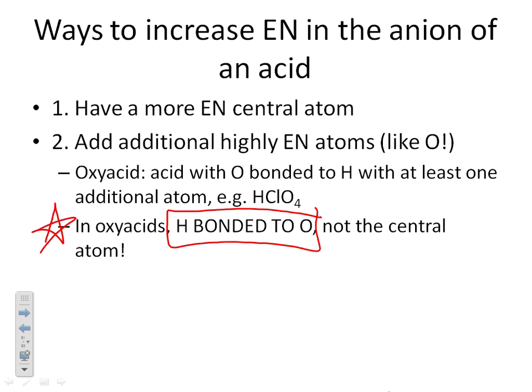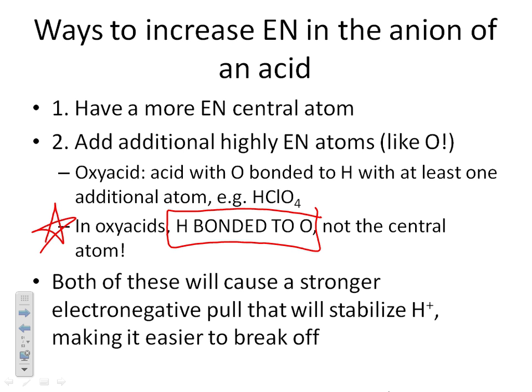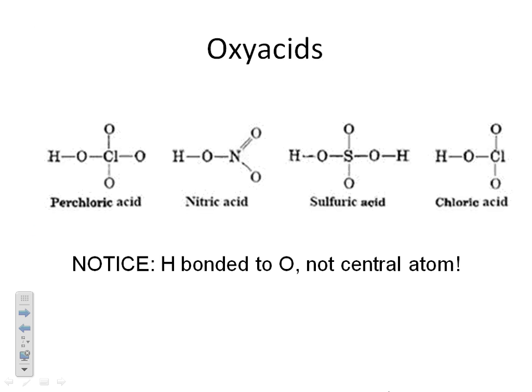So we're going to look at the structure of some oxyacids on the next slide, where you'll see this. Your hydrogen is not bonded to the central atom. It's actually bonded on the outside. For that reason, this can create an electronegative pull away from your hydrogen, and it will make the H+ more stable. It'll destabilize the bond, but make your H+ more stable once the bond breaks. That makes it easier to break the bond, easier to donate the proton.